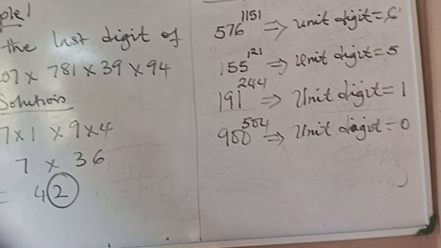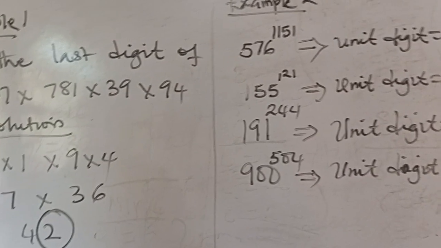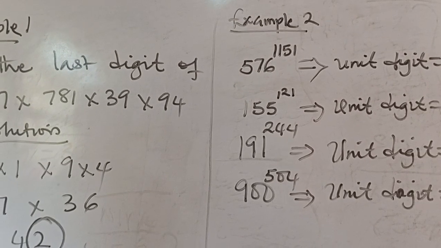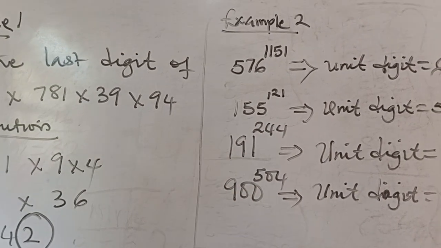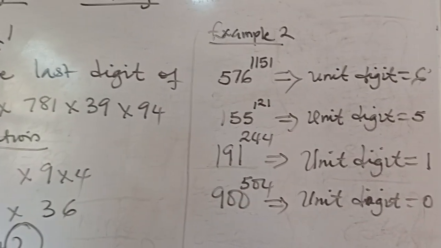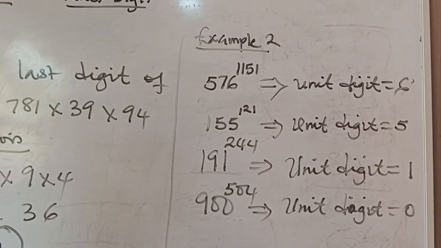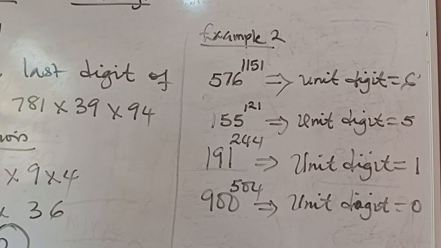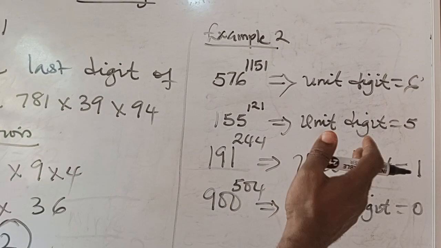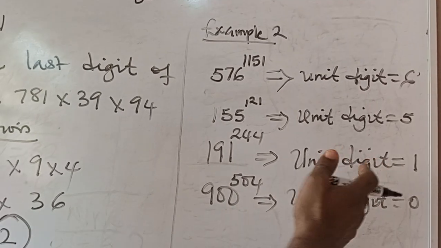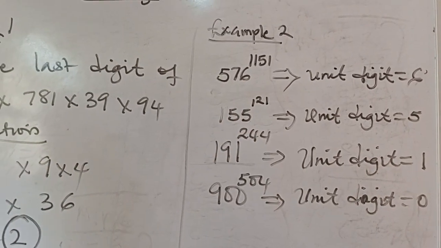So as I said earlier, for the numbers 0, 1, 5, 6, whatever powers the number that ends with them is, like in the examples on the board, the last digit that we call the unit digit will always end with the same value, that is 0, 1, 5, or 6.